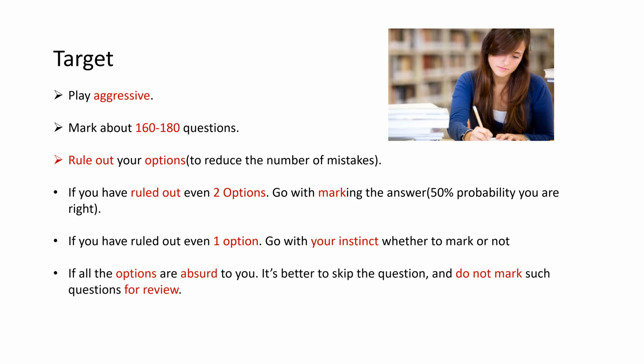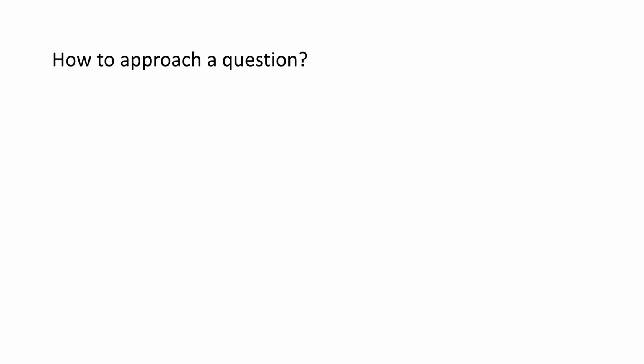Now, the third category is that the entire question is absurd. You have no idea about the options, and in such a scenario, it is pointless to mark the option as well, and it is pointless to mark it for review as well, because it will eat up your time while you go for review. Now, how do you approach a question?